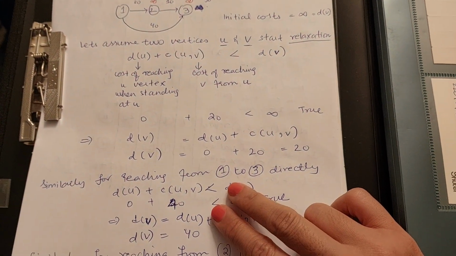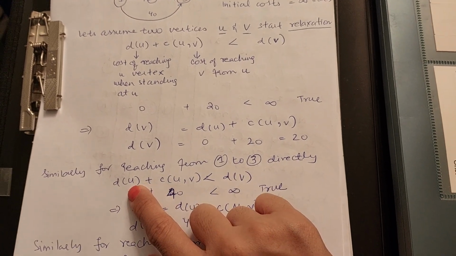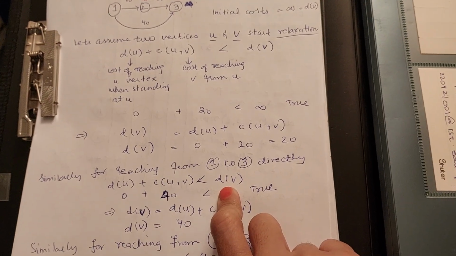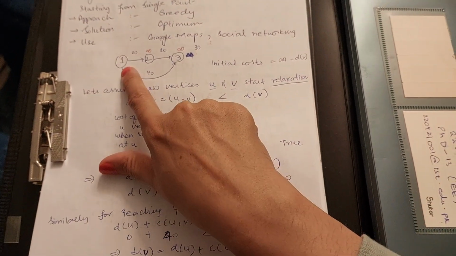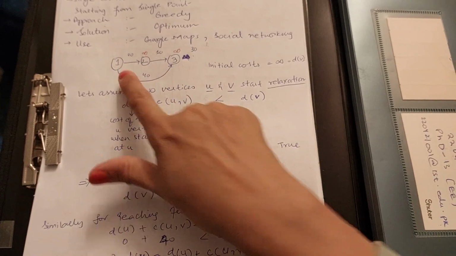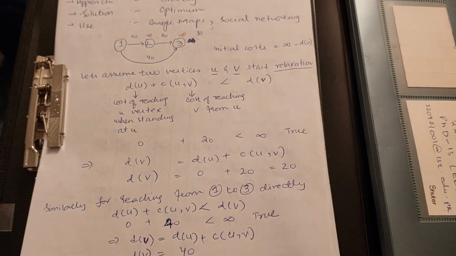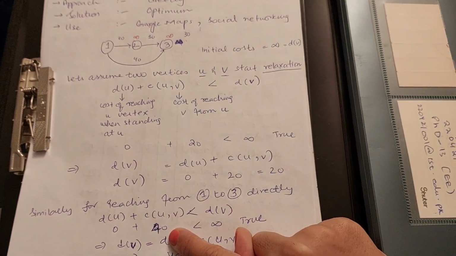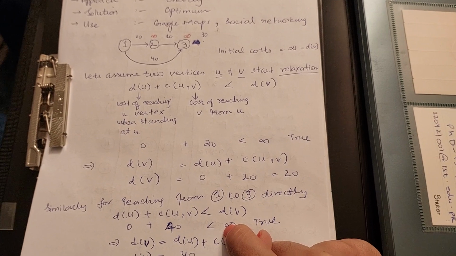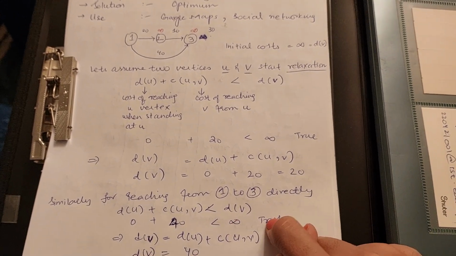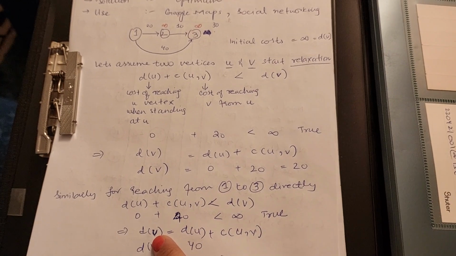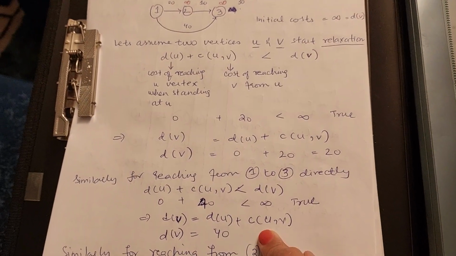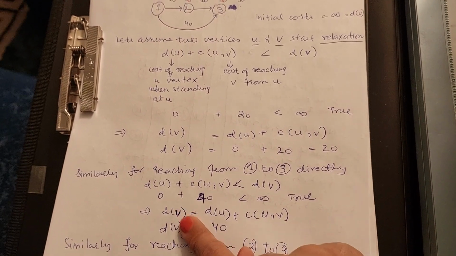But later on when we do the relaxation, we say that if du plus cuv is less than dv. What is du? The cost of reaching u when you are already on u, of course it is 0. And what is cuv? Cuv, as you can see in this question, is 40. So if it is smaller than infinity, of course it is smaller than infinity, then simply your dv is equal to du plus cuv. All right, so your dv will become 40.